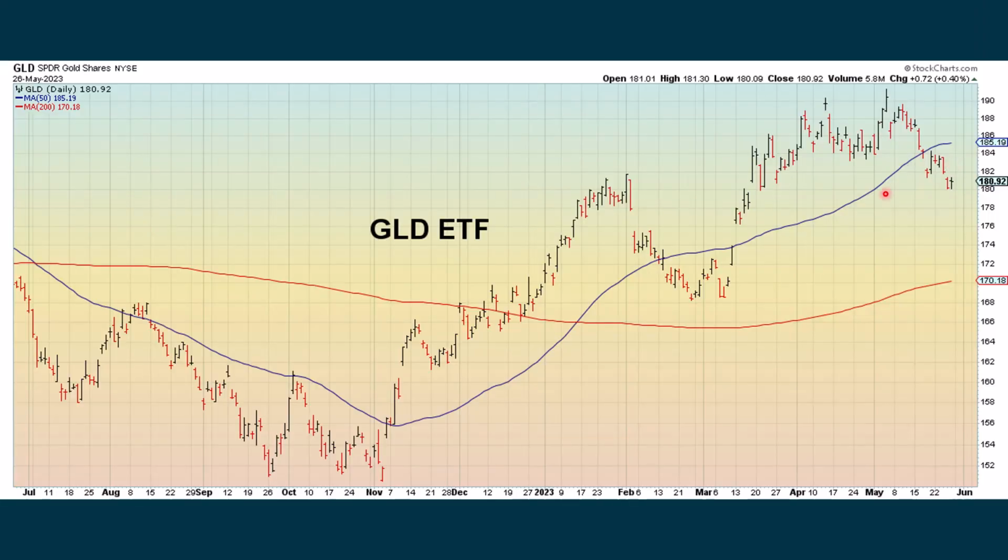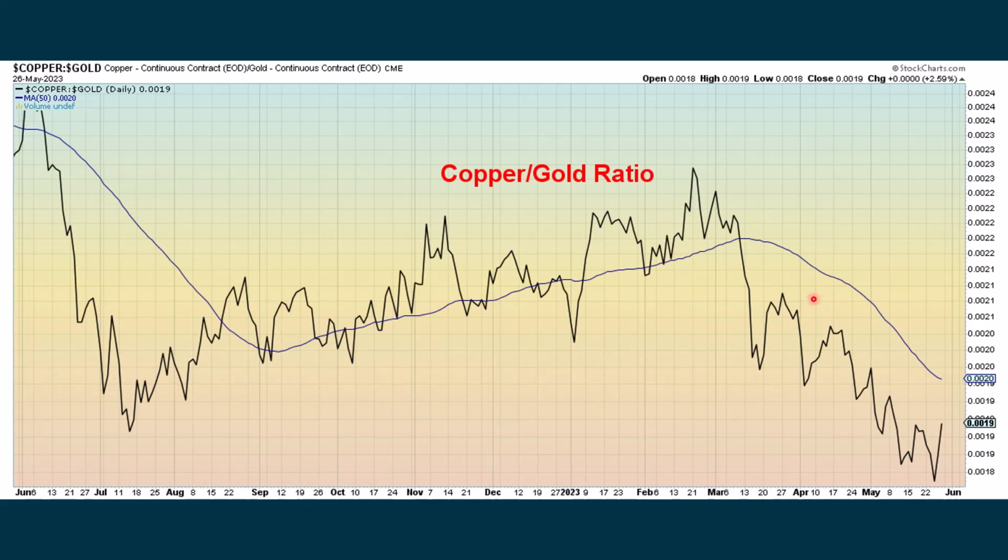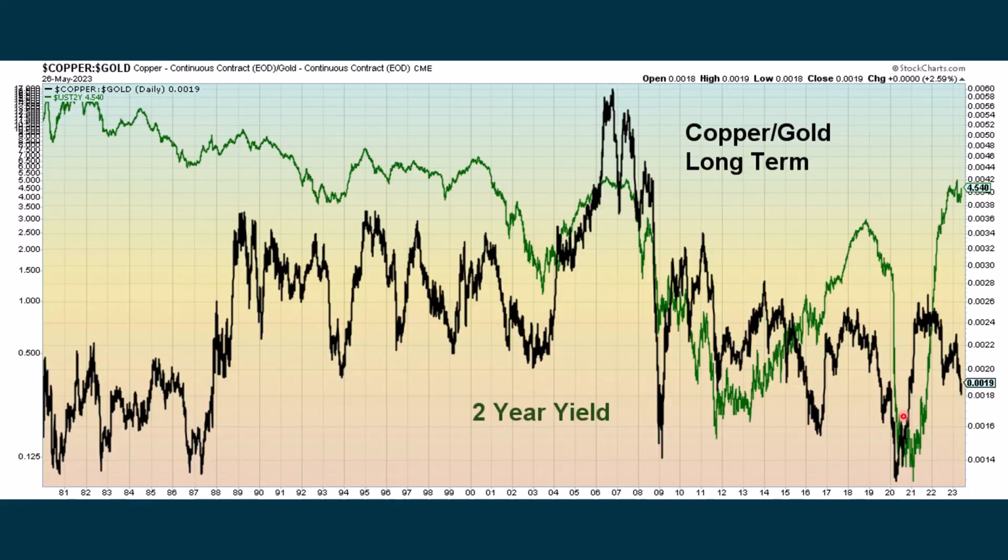Then we look at gold, which is in an overall uptrend, even though it's showing some recent weakness. We have the copper to gold ratio, showing that copper is underperforming gold, but bouncing back lately. This is a longer term look at that same chart where we compare it to the 2-year yield. We have a really wide spread between these two charts. In a good, healthy environment, they tend to go in the same direction, and they tend to not get very far apart, even though they're on different scales.